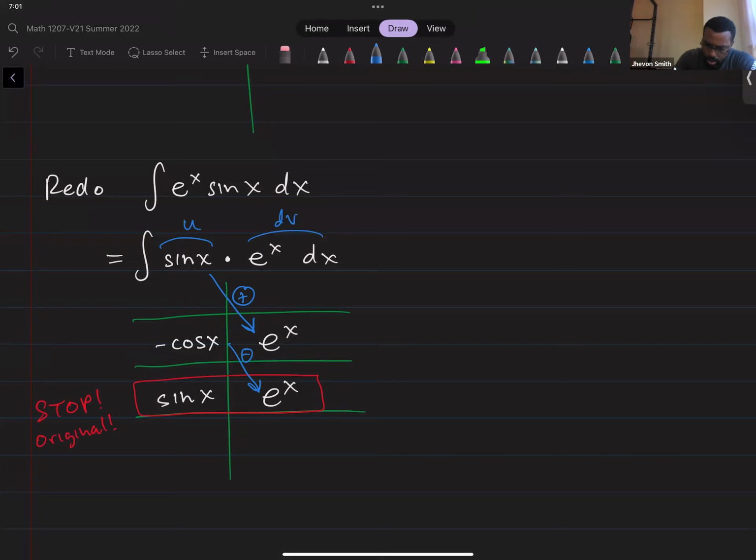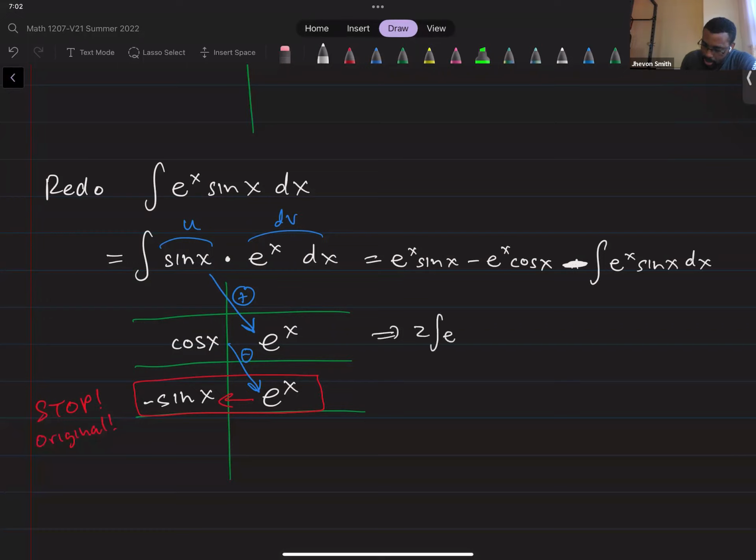Actually, I was thinking in integration. That should be a plus. That should be a minus. I didn't catch that. And then I would go across here. So this would give me e to the x sine x minus e to the x cosine x plus, well, now it becomes a minus the integral of e to the x sine x. And then I would just move that to the other side.